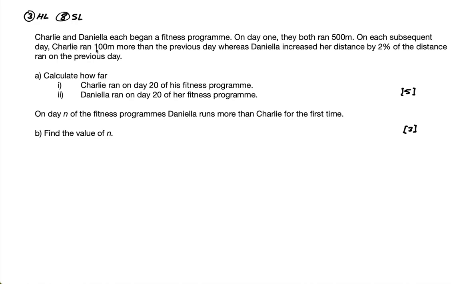So Charlie and Daniela each began a fitness program. On day 1 they both ran 500 meters. On each subsequent day, Charlie ran 100 meters more than the previous day, whereas Daniela increased her distance by 2% of the distance she ran the previous day. So let's break it up into the two different people first. Okay, we have Charlie.